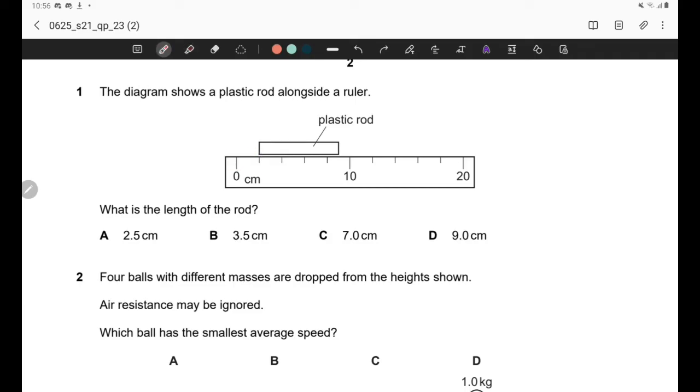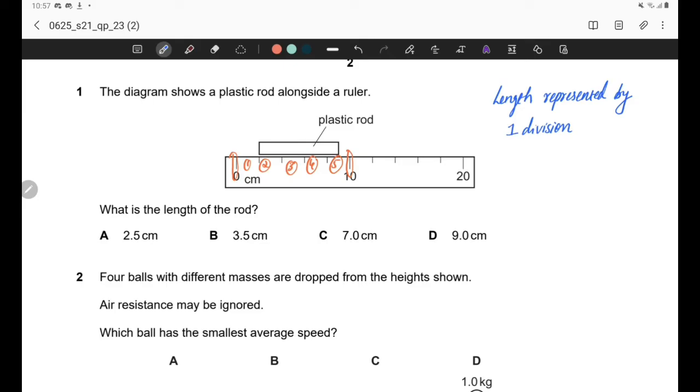So we can see in between the numbers given on the ruler, initially it is 0, then 10. In between 0 and 10 there are 5 divisions. 1, 2, 3, 4, 5 divisions are there. So we can check what will be the length of one division.